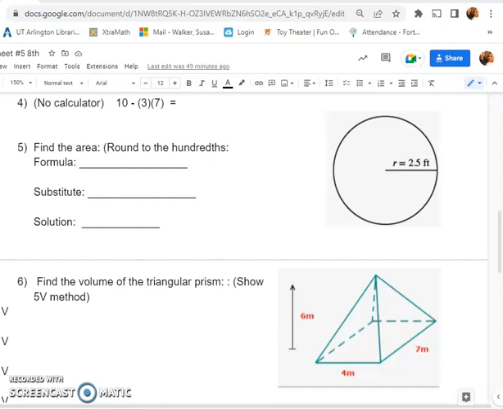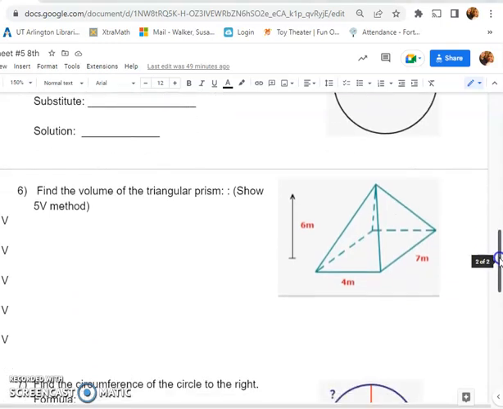It says no calculator, okay? So I don't think this is going to be that hard, but 10 minus 3 times 7. So according to PEMDAS, parentheses, there's nothing in the parentheses to do. Exponents, there's no exponents. Multiply, divide, there's a multiply. 3 times 7. And you finish that up. Hopefully you can tell that answer is going to be negative. 10 minus 21 is going to give you a negative answer.